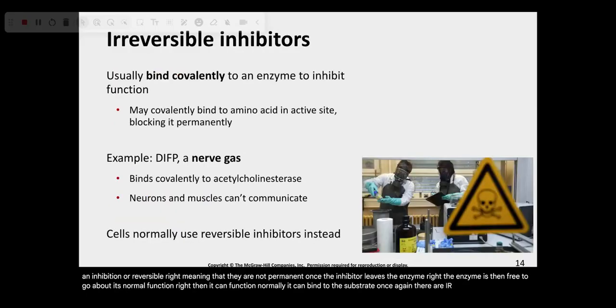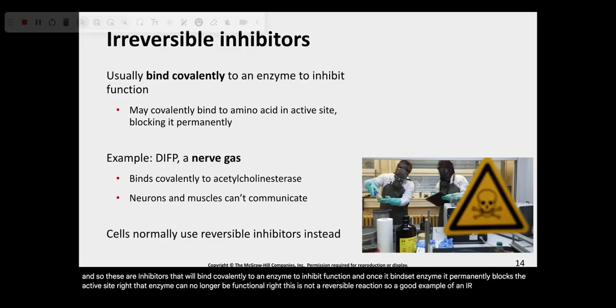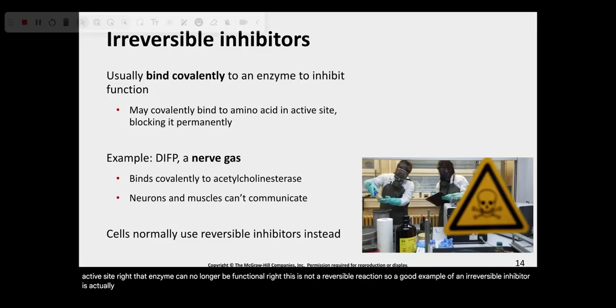There are irreversible inhibitors. These are inhibitors that will bind covalently to an enzyme to inhibit function. Once it binds to that enzyme, it permanently blocks the active site. That enzyme can no longer be functional. This is not a reversible reaction. A good example of an irreversible inhibitor is actually nerve gas. Nerve gas binds covalently to its enzyme, and once this occurs, it's not reversible. So neurons and muscles no longer can communicate, and this is eventually going to cause death.